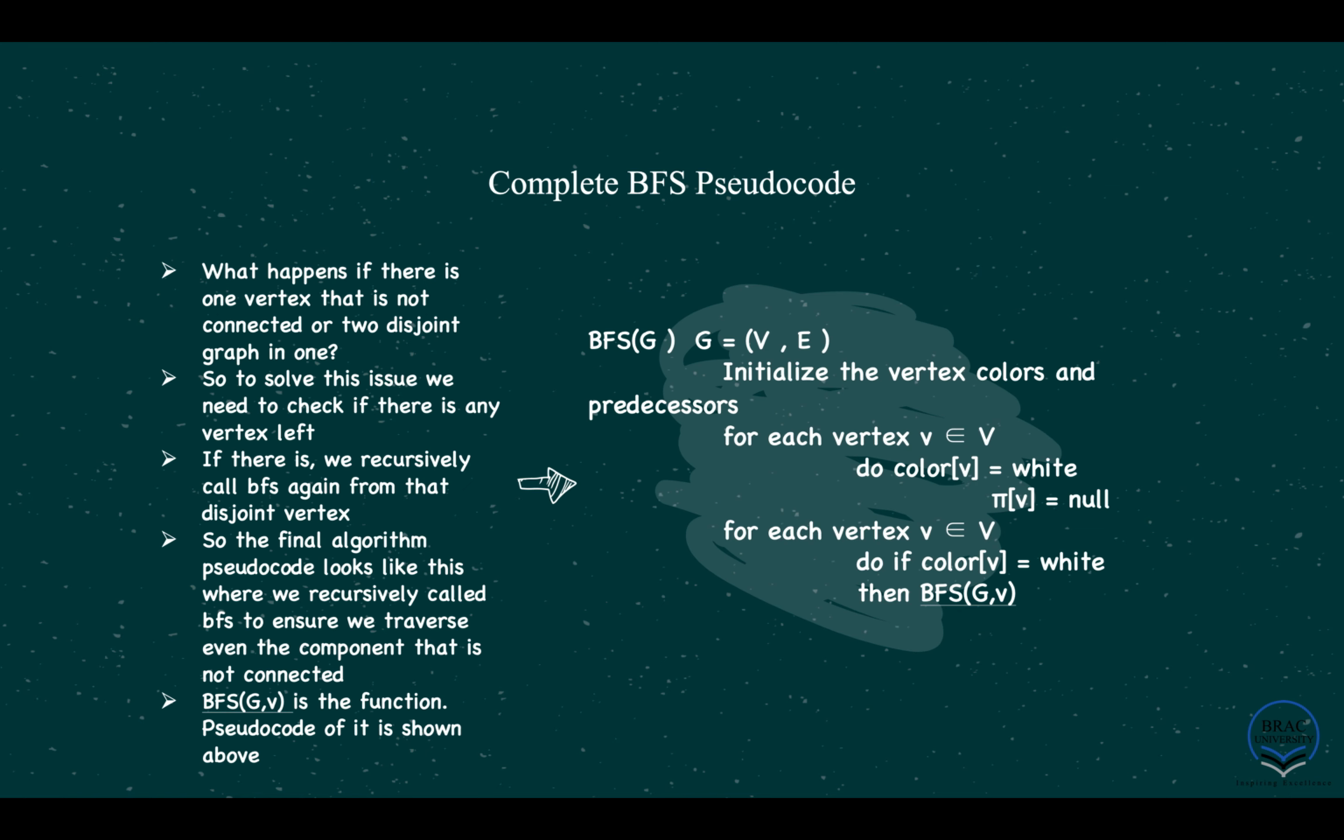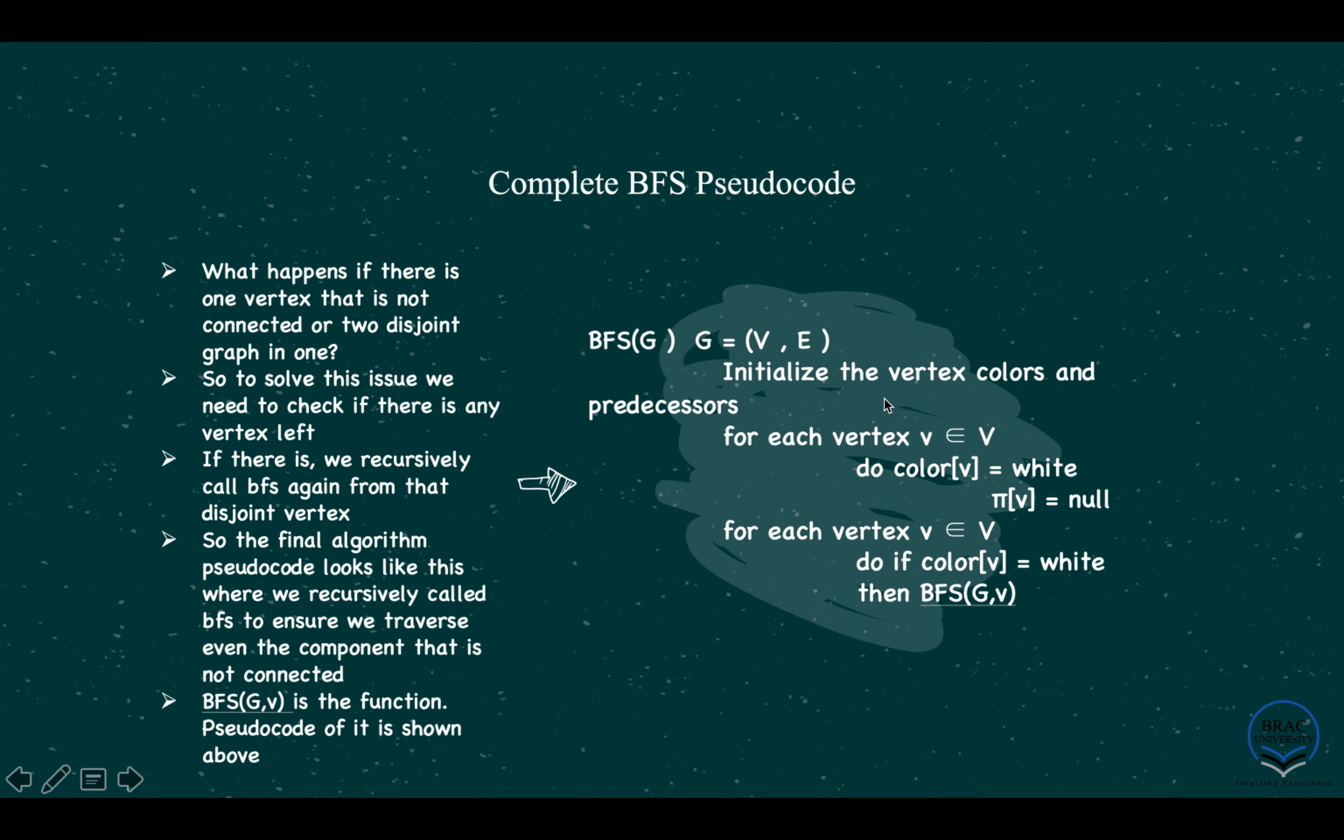So let's complete our BFS pseudocode. What happens if there is one vertex that is not connected, or two disjoint graphs in one? To solve this issue, we need to check if there is any vertex left. If there is, we recursively call BFS again from that disjoint vertex. So the final algorithm or pseudocode looks like this, where we can recursively call BFS to ensure our traversal. We traverse even the component that is not connected. And BFS(G, v) is the function or the pseudocode which we already discussed above.